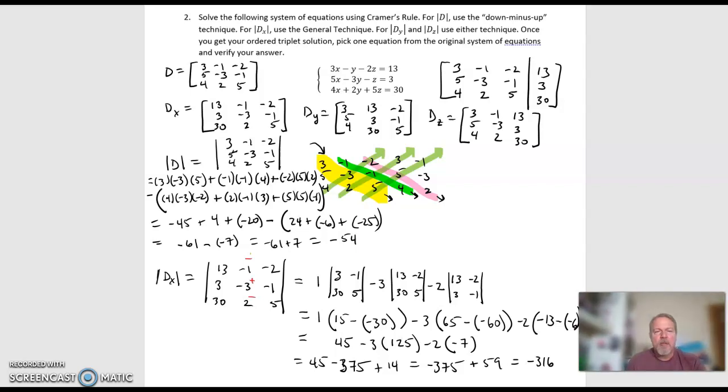All right. Okay, take a moment, hit pause, write that down, because I'm going to erase the d sub x determinant so I can fit the d sub y in. So let's just write this up here. My d determinant was negative 54.